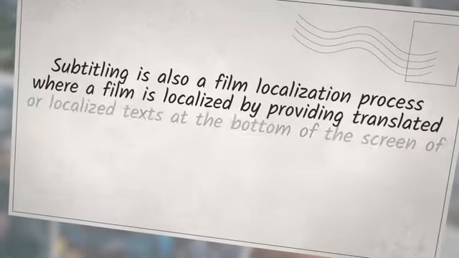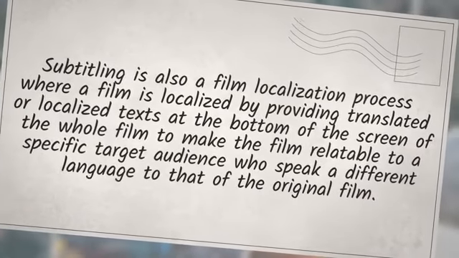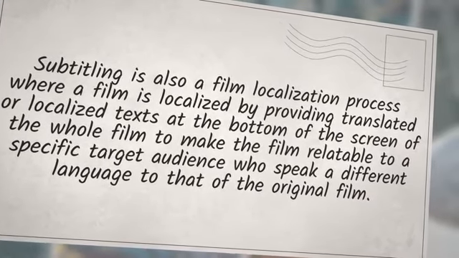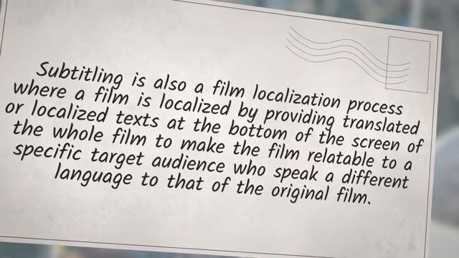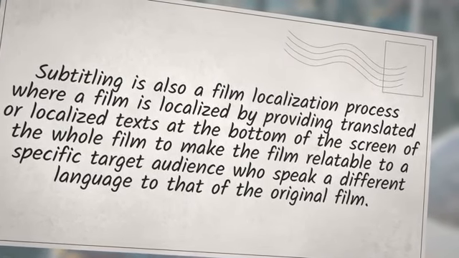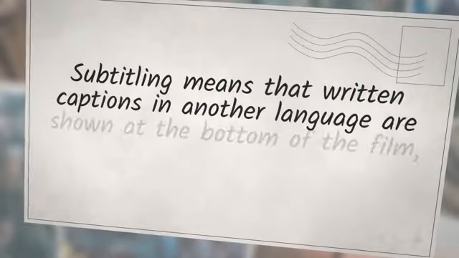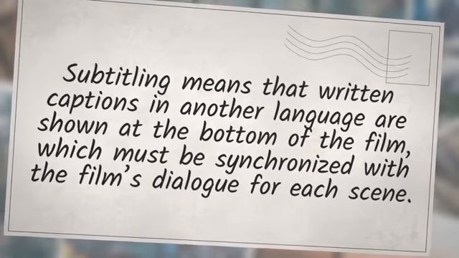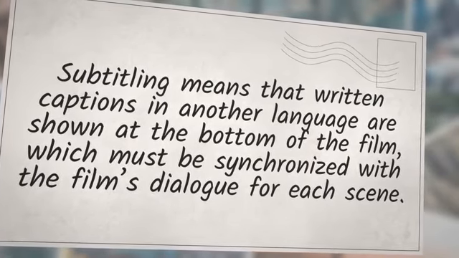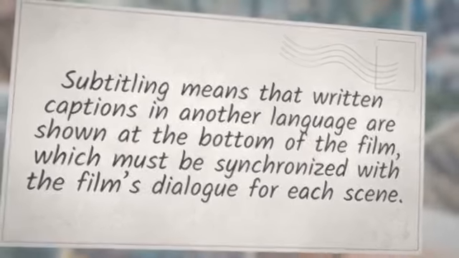Subtitling is also a film localization process where a film is localized by providing translated or localized text at the bottom of the screen of the whole film to make the film relatable to a specific target audience who speak a different language to that of the original film. Subtitling means that written captions in another language are shown at the bottom of the film, which must be synchronized with the film's dialogue for each scene.